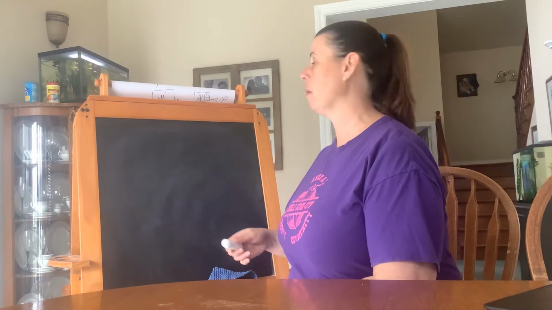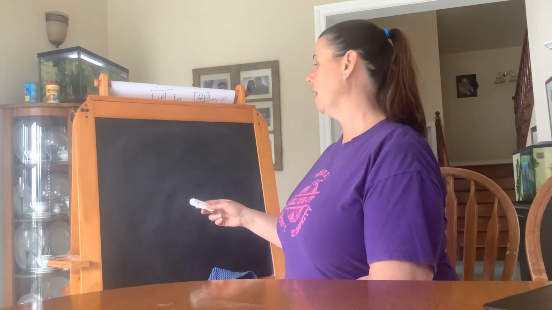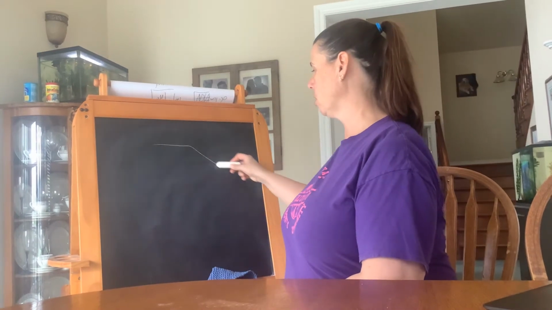Hello. Okay, so lesson 8, we're doing area of trapezoids. What you need to remember is that a trapezoid is a four-sided shape. Normally we think of them looking like this.